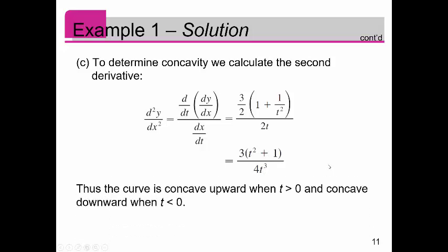If you want to look at concavity, concave upward happens when the second derivative is positive. Well, the top will always be positive, so you're only looking at the bottom. So it's concave upward when t is greater than 0, because a positive number cubed will be positive. And it's concave downward when t is negative, because if you cube a negative number, it'll be negative.